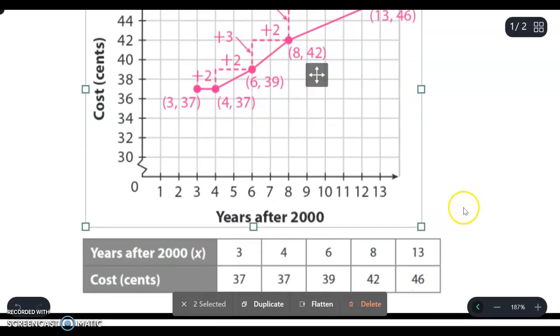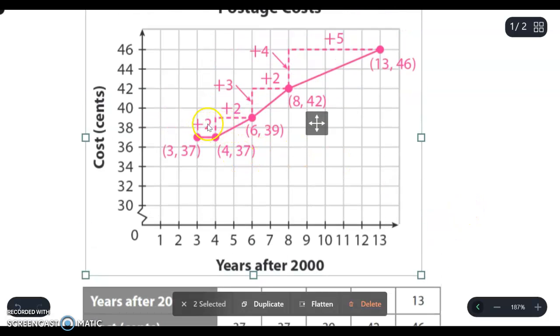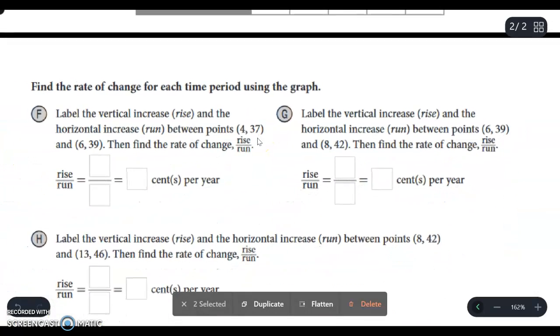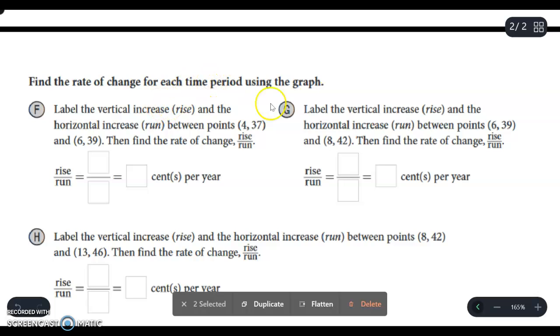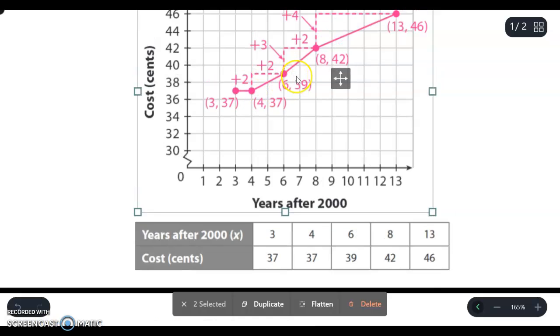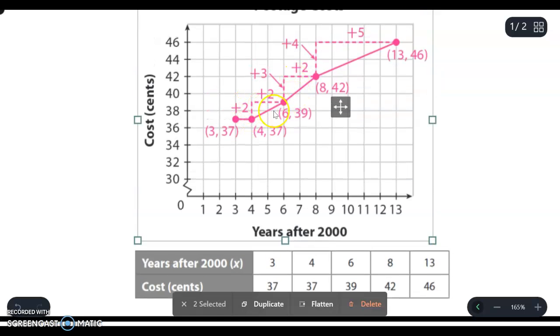Cool. Alright, now you got these pluses here, like plus 2, plus 2, then up to 3, then plus 2. I'm going to go over that in just a second. So if we scroll down here, we're looking at this here. It says find the rate of change for each time period using the graph. So what we want to do is find the rate of change using the graph. So they want to know between 4, 37 and 6, 39, what is the rate of change? Well, let's look at that one. So 4, 37 and 6, 39 is going up 2 and over 2.